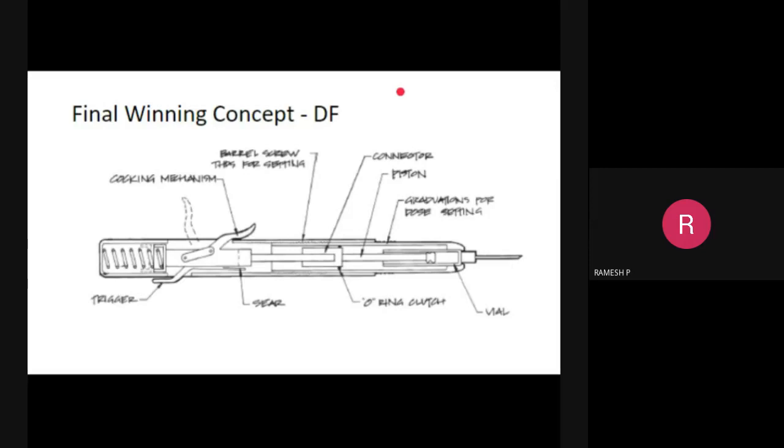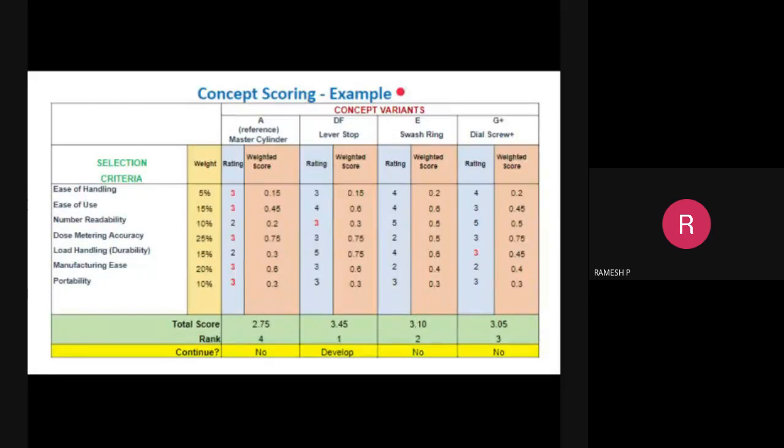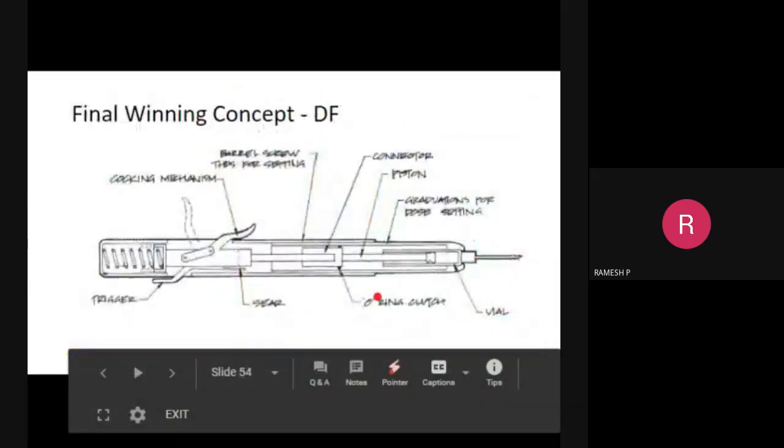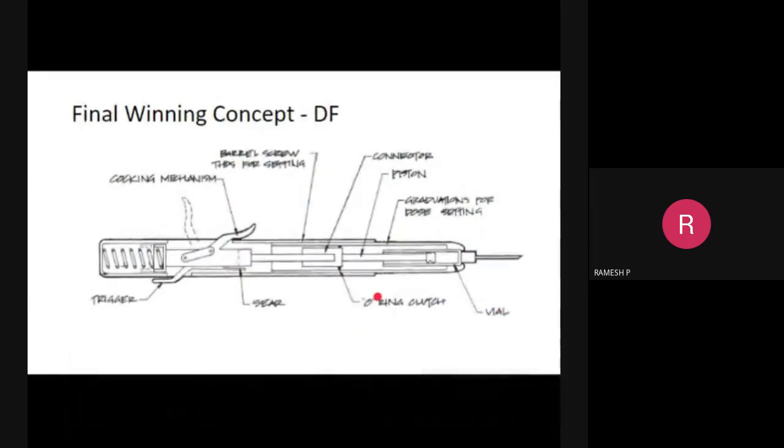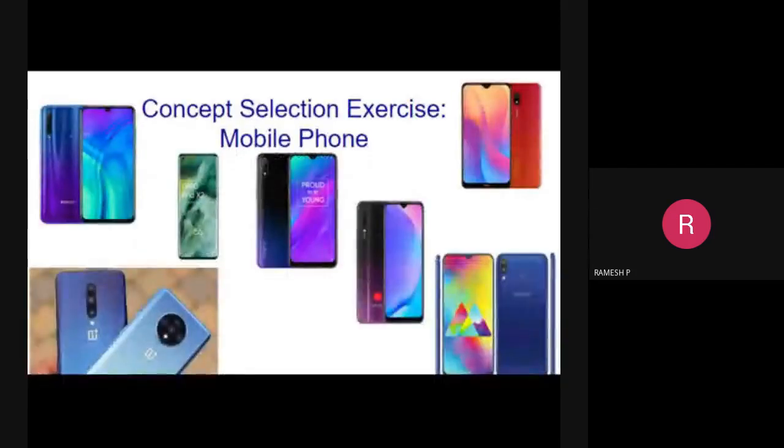So the team might decide to go with any one or two concepts. Here, they can either go with the DF concept alone, or they can take the lever stop and the E concept, swash ring. The first two most promising can be sent to the next stage of prototyping and testing. Okay, and then it can also be sent for pilot production and customer feedback. Okay, hope you understood.